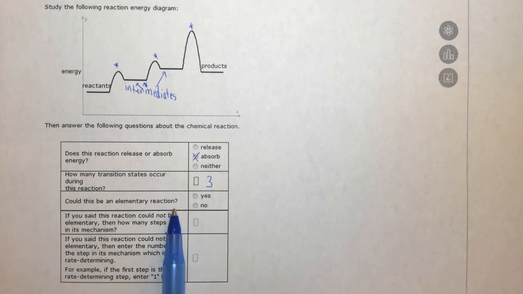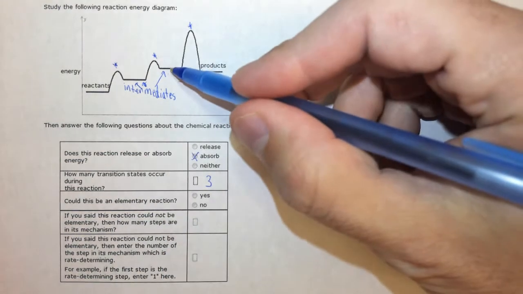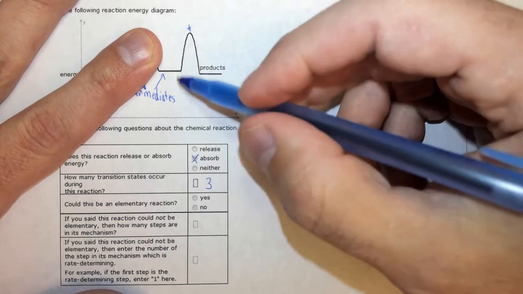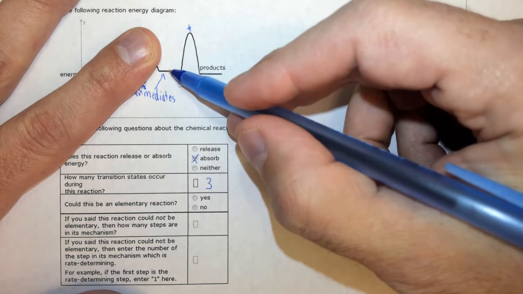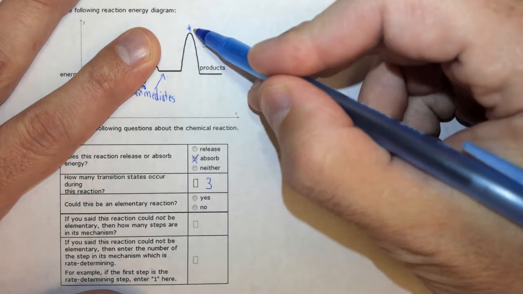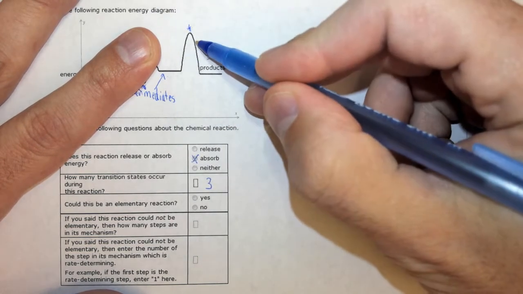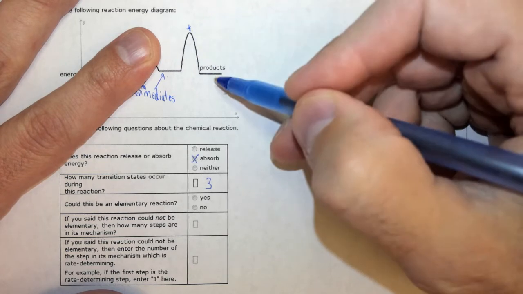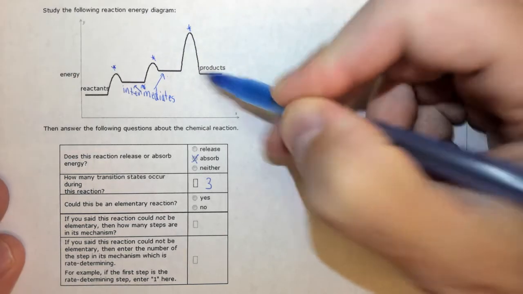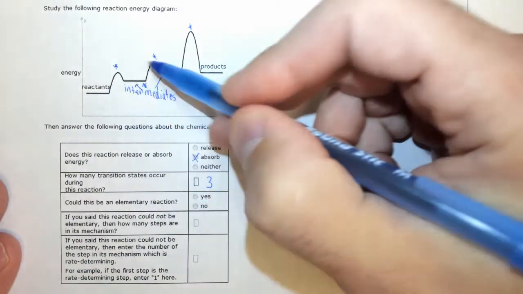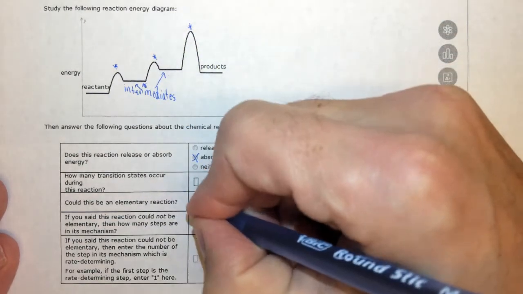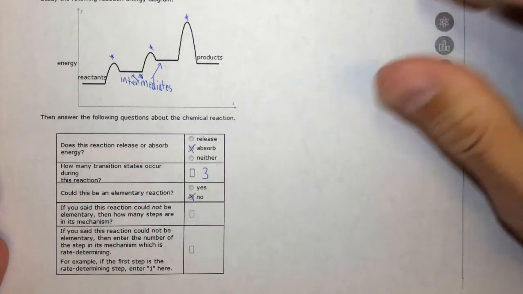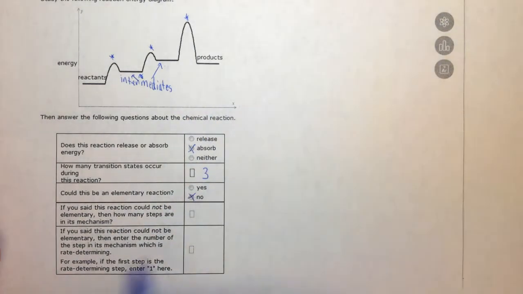Could this be an elementary reaction? An elementary reaction would be 1 step. So if this was all you saw from here to here, this is an elementary reaction. It goes from one thing through an intermediate, through a transition state to a product. That's an elementary reaction. This reaction occurs in 1, 2, 3 steps. So no, this can't be an elementary reaction. It's a 3-step reaction. An elementary reaction is a single-step reaction.